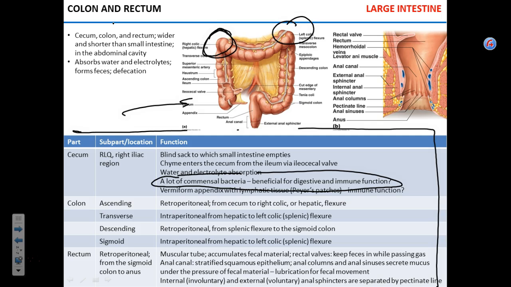And then the sigmoid colon ends up being the rectum. I mean, it just goes into the rectum. That's where feces accumulate. When feces accumulate in the rectum, the rectum distends. That initiates the defecation reflex, which we're going to talk about. Basically, rectal valves are a structure that we should be very thankful for. Rectal valves allow humans to pass gas without defecation.